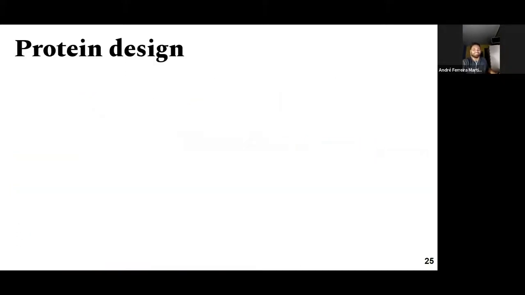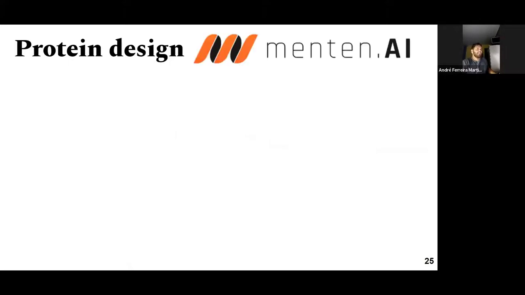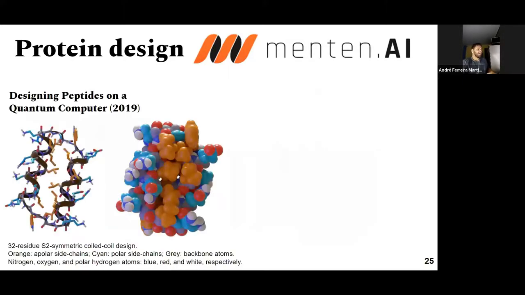And of course, there's another one that I would like to bring here, which is protein design. There's this Canadian company, Menten AI, which has recently done some really interesting work in protein design. Here, I'd like to point out this paper, designing peptides on a quantum computer. That's not a full protein, but a peptide with 32 residues, which was optimized by Menten AI by this technique, which is not purely quantum. It's a hybrid technique, part classical, part quantum, but basically works like this. They give as input the peptide backbone, and then all the degrees of freedom for the atoms and everything else, and then it's optimized. This structure is optimized, and as an answer, we have the final protein structure.